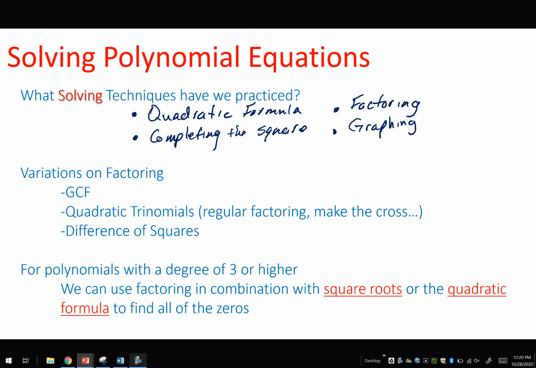Okay, so like I said, we're upping the difficulty one click. We have now a higher degree polynomial. We might have to use a combination of methods to actually solve.